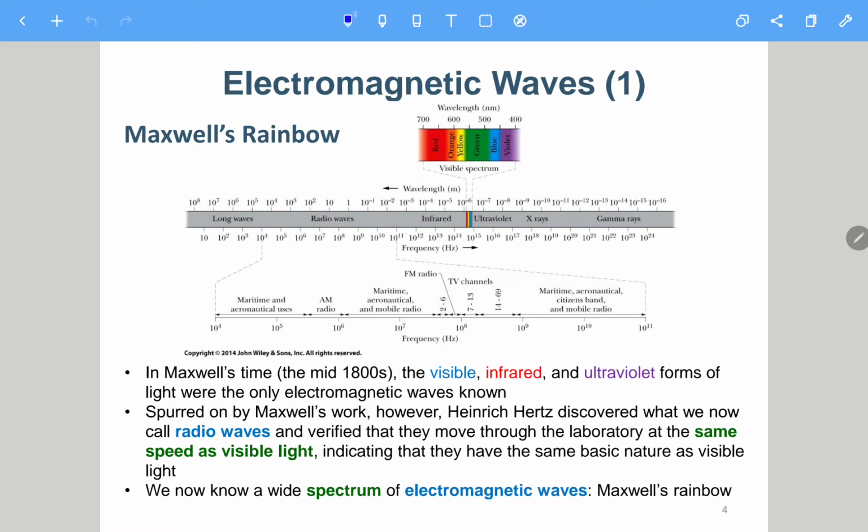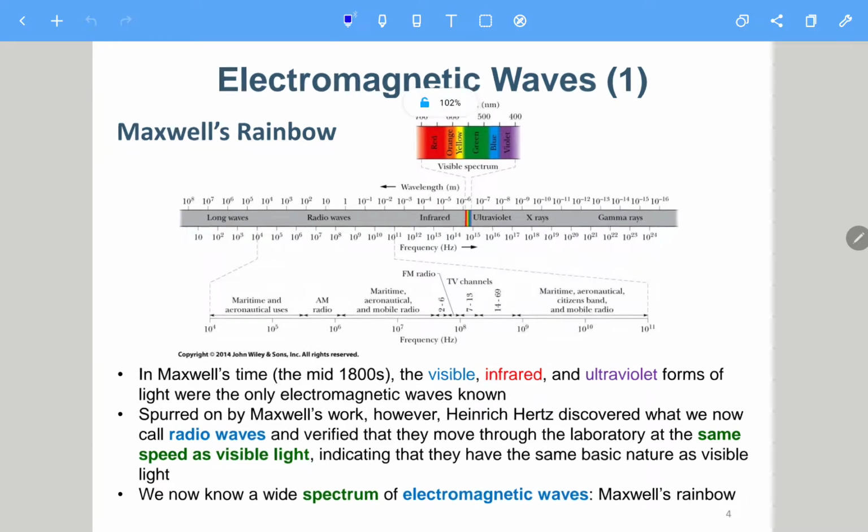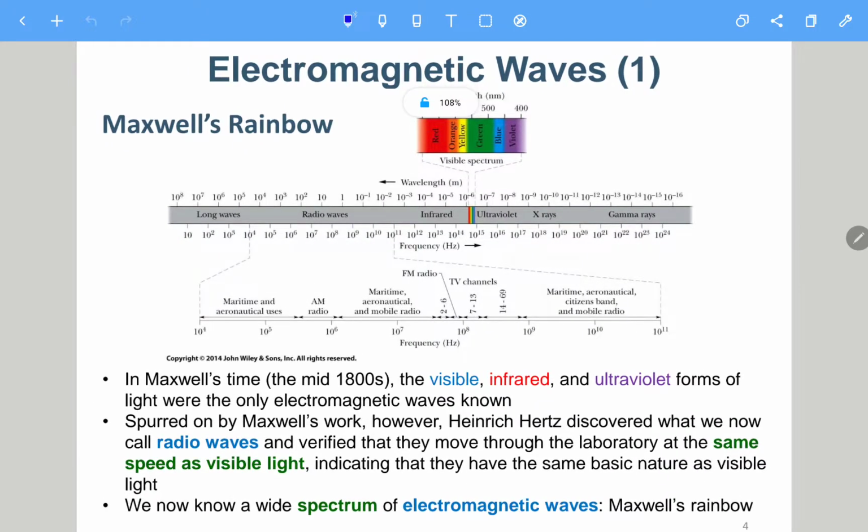So after the joke, we talk about some scientific stuff. Here we talk about the Maxwell rainbow. I suppose I have shown something similar, I'm not sure in which chapter, maybe in chapter 21, but we can try to talk about it in more detail now.